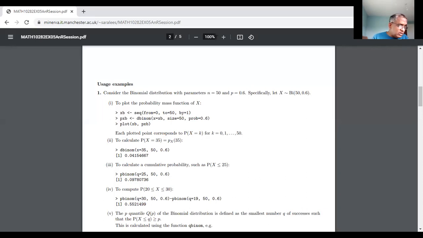Now, suppose you want to find the probability. Okay, suppose you want to find the probability that x less than or equal to 25, right? When x is binomial with parameters 50 and 0.6.